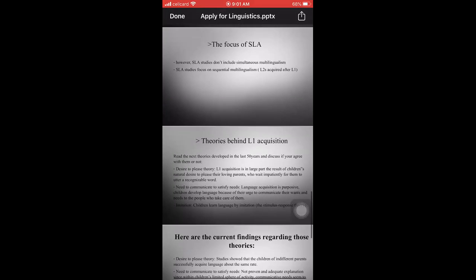Let's see the focus of SLA, meaning second language acquisition. SLA studies don't include simultaneous multilingualism. SLA study focuses on sequential multilingualism, meaning the second language comes after the first language.